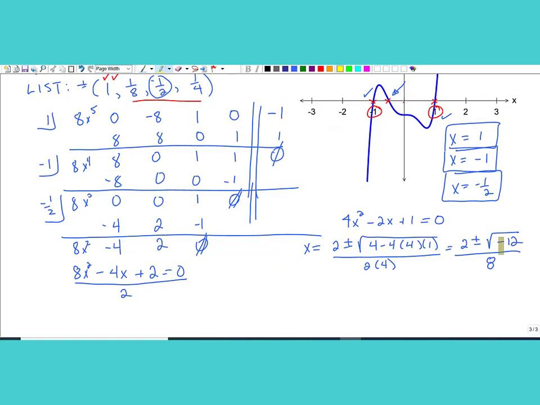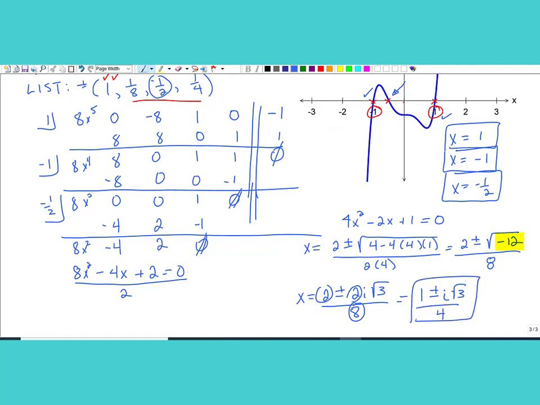Do you remember what kind of numbers you get when you take the square root of negatives? You get what we call imaginary numbers. Now, they're not like in our imagination, that's just what they're called, but we can still simplify them. So we have x equals 2 plus or minus 2i times the square root of 3 divided by 8. Again, all three of those are divisible by 2, so I'm going to reduce.